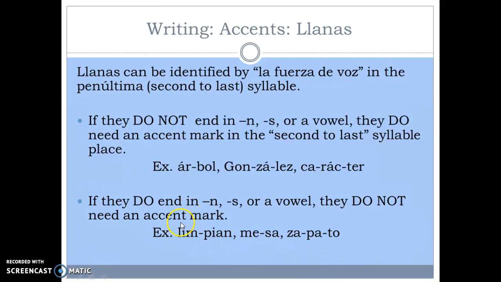Limpian. Here, fuerza de voz in la penúltima, but it ends in an N, so it does not need an accent mark. Mesa. Same thing. Here it ends in a vowel, and la fuerza de voz is in la penúltima, therefore the E does not need the accent mark. Zapato. Here, la fuerza de voz is in the penúltima. This would be última, penúltima, antepenúltima. Zapato. It ends in a vowel, therefore it does not need an accent mark.